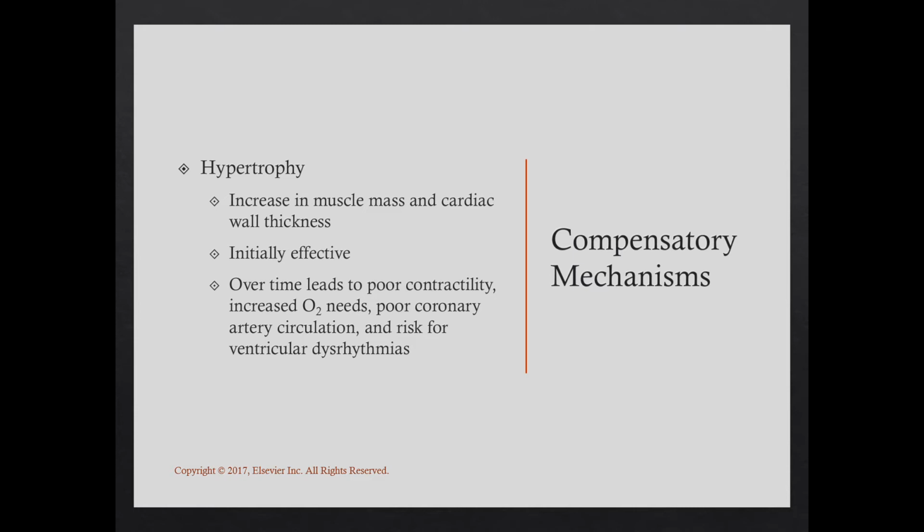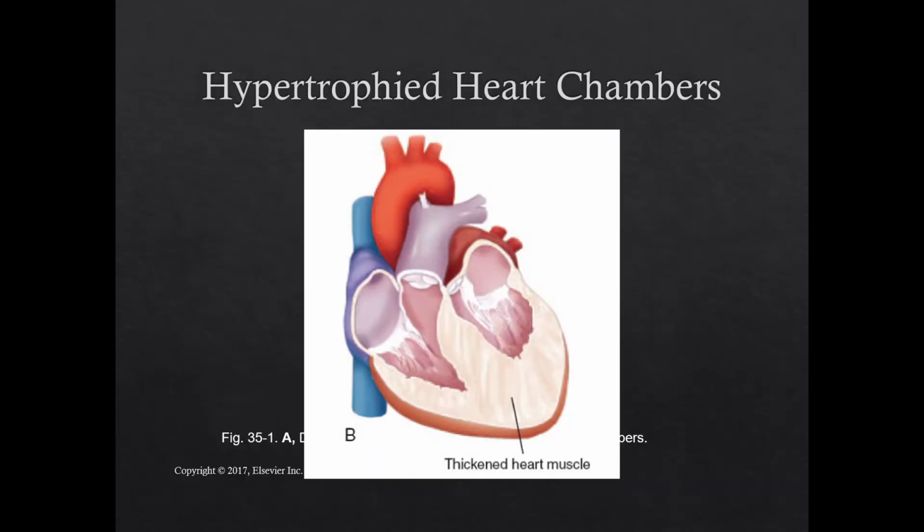But again, over time, just like all other compensatory mechanisms, hypertrophy of the heart is going to lead to poor contractility, and it's going to require more oxygen to work harder, increased workload of the heart, and ultimately, it's going to lead to poor circulation, especially in the coronary arteries, right? Where tissues are no longer, they're going to become ischemic. And again, hypertrophy is going to put them at risk for dysrhythmias. No doubt, no question about it.